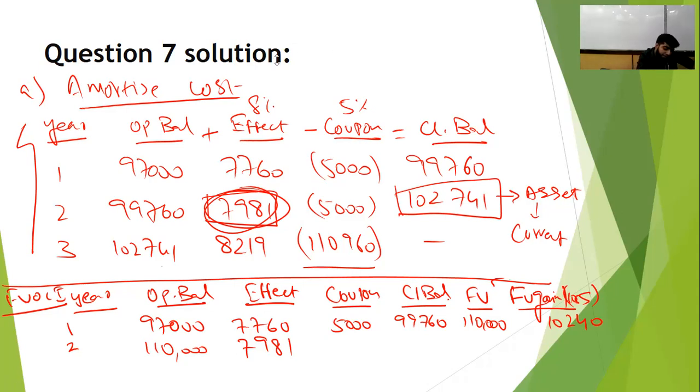Now, can you see why I prepared the amortized schedule? Why I told you that you need to prepare it? Without the amortized cost table, you cannot calculate the amount of interest, and you cannot calculate the amounts through fair value OCI. And again, the coupon amount would be the same. So that is 110,000 plus 7,981 minus 5,000. This will make 112,981.